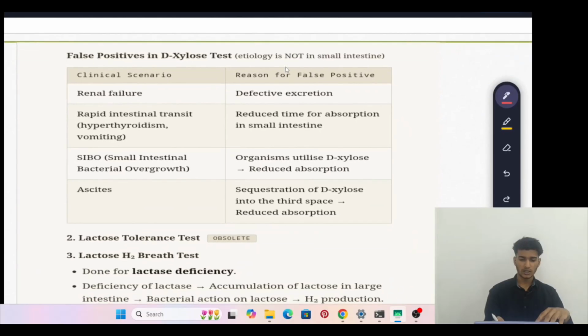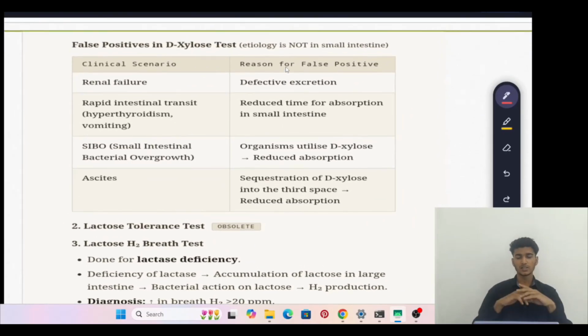False positives of the D-xylose test. In which conditions will you get a false positive? In renal failure, because there is defective excretion. So in the urine test, along with the carbohydrate, you will get a lot of substances. You will get proteins as well, so you will misinterpret this.